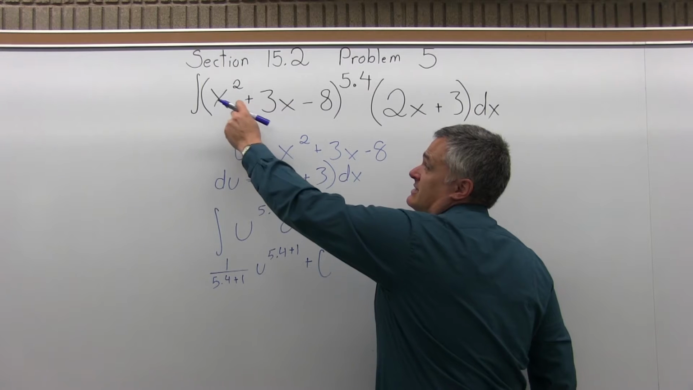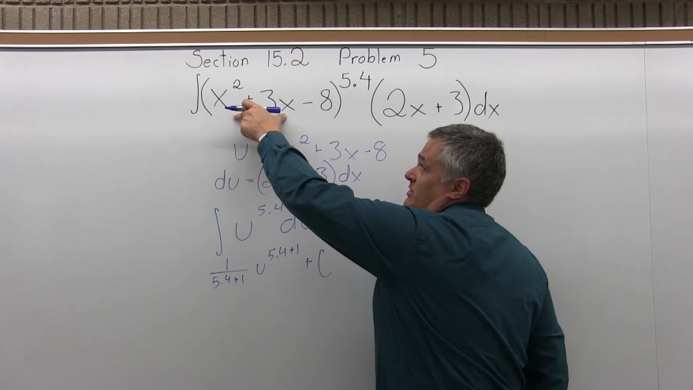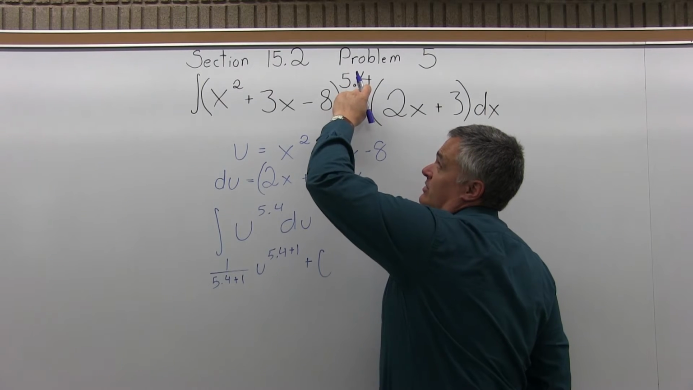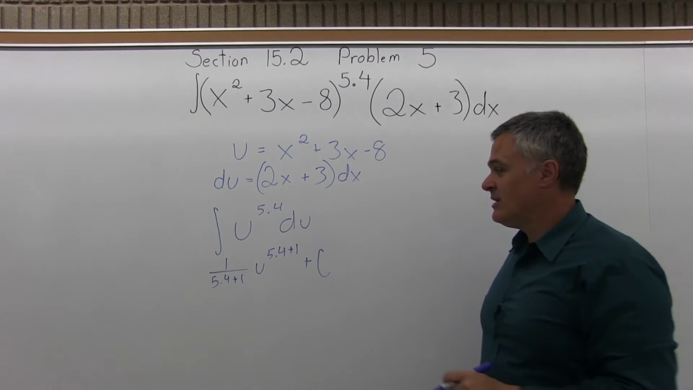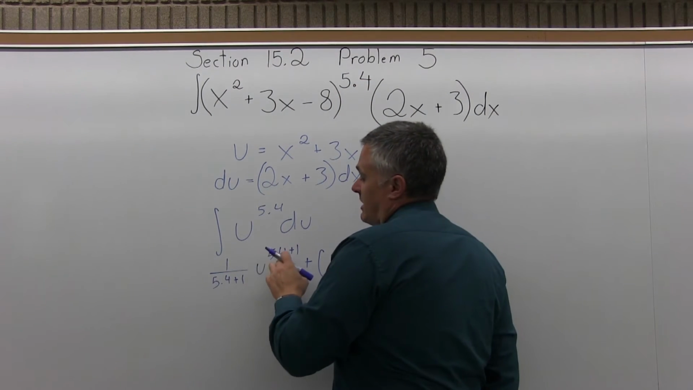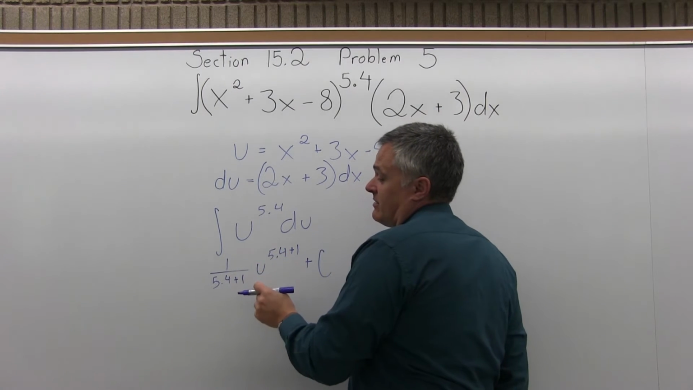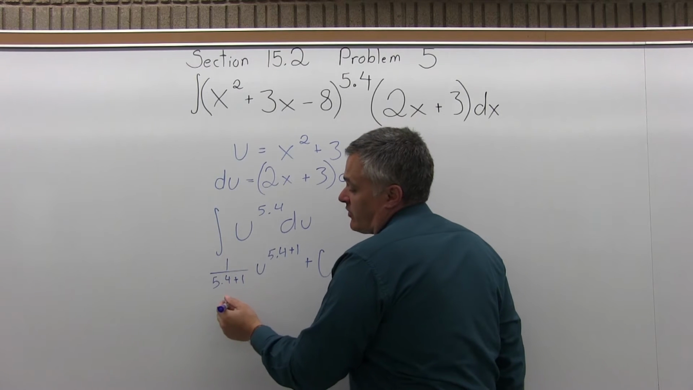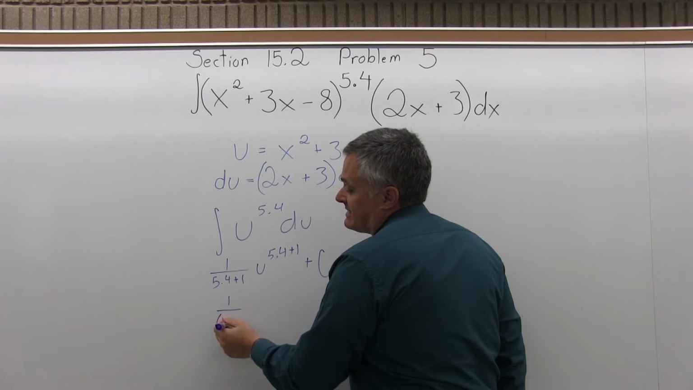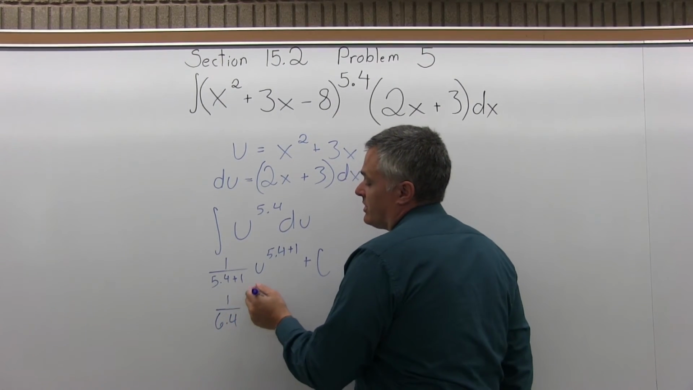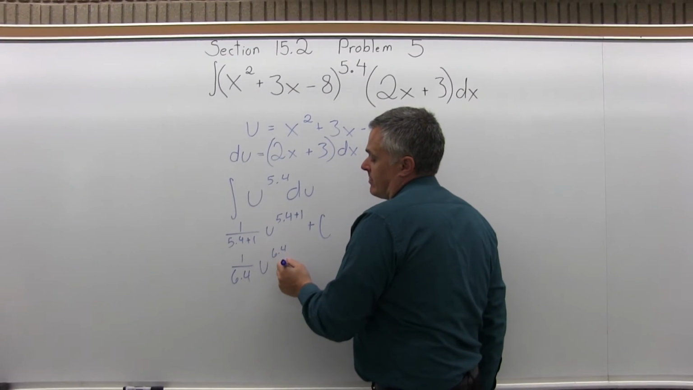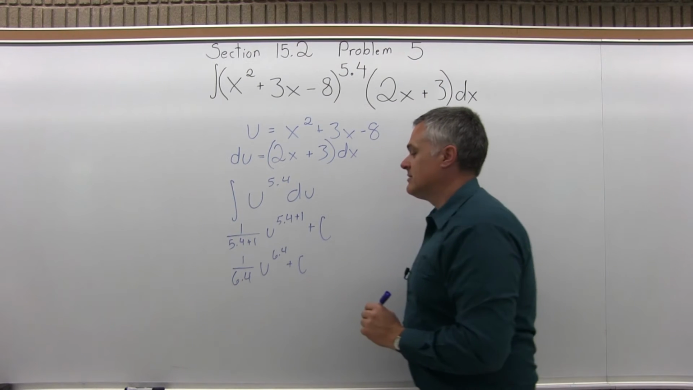With the parentheses, you'd have to get the variables by themselves and do out a big FOIL. And again, with a whole number you could do it, but with a decimal you can't. Whereas with just one variable, it doesn't matter if it's a decimal, you follow this format. So I'll simplify it. 1 over 5.4 plus 1 is 1 over 6.4. U to the 5.4 plus 1 is 6.4 plus a constant.